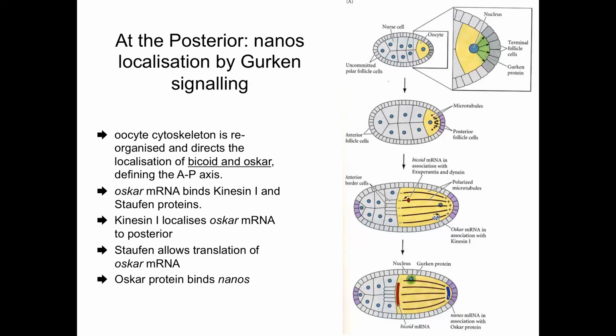So there is a difference between how nanos and bicoid are being localized at the two different ends. One utilizes motor proteins and active transport, whereas the other one utilizes mRNA binding proteins whose expression is already localized to begin with, that will then gradually separate nanos mRNA from being everywhere to only this particular region of the embryo. Does that make sense?